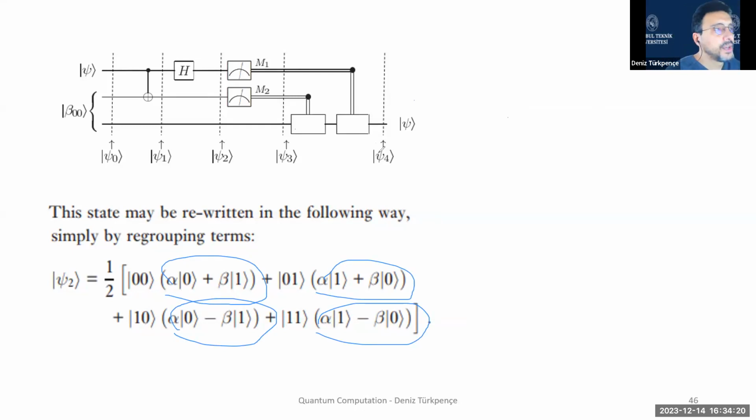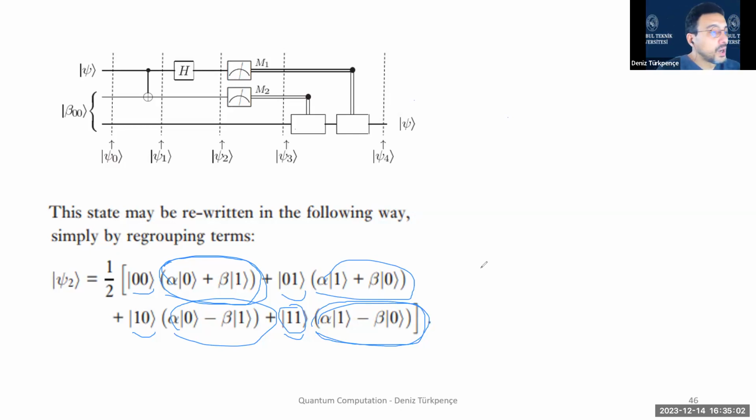Therefore, Alice is now applying some measurements. And after this measurement, the first 2 qubits will be in 0, 0, or in 0, 1, or 1, 0, or 1, 1. If the measurement result of the first 2 qubits is 0, 0, this means that the 3rd qubit is in this state. Or if the measurement result of the first 2 qubits is 1, 1, this means that the 3rd qubit is in this state.